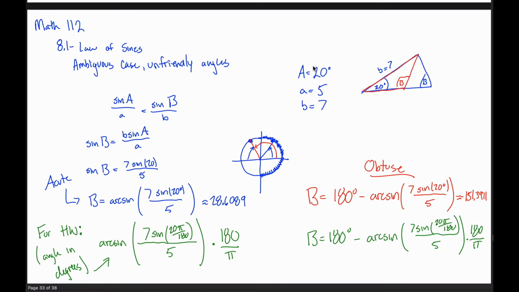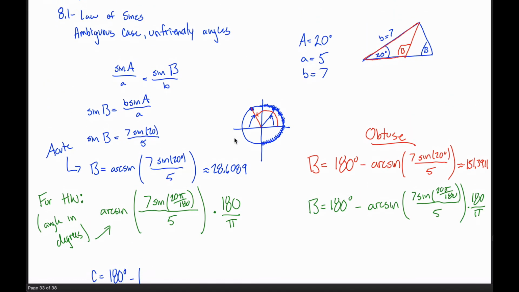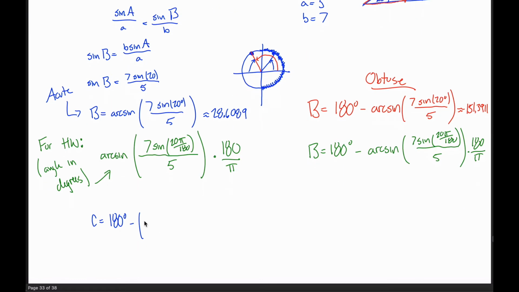However, if I have angle A and angle B, it's pretty easy because angle C will just be 180 degrees minus those 2 guys. The 3 angles together have to be 180 degrees, so it's just 180 minus whatever I used up on these 2. So 20 degrees and then another this number of degrees. You can use the decimal approximation, or you can use an exact answer, whichever you prefer.